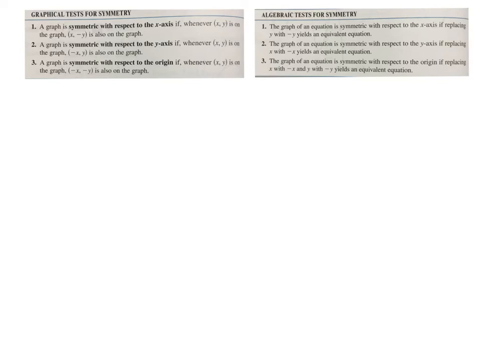Okay, so the 3 types of symmetry are symmetry about the x-axis, symmetry about the y-axis, and symmetry about the origin. Okay, so x-axis symmetry, let's just take a look at what happens when you have x-axis symmetry. So let's say you have a graph that looks like this. That's not a very good drawing. That's a little bit better.